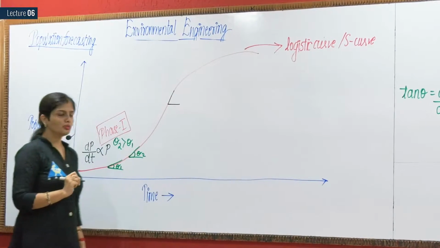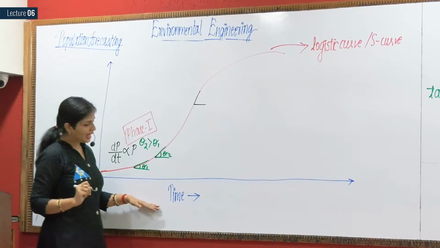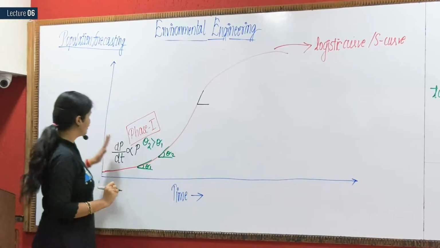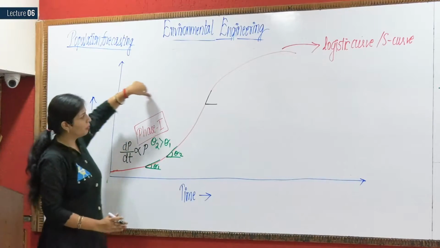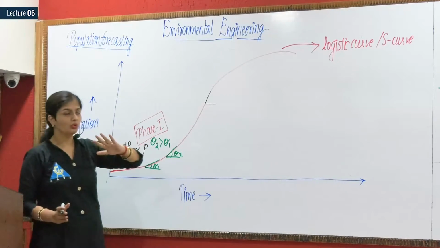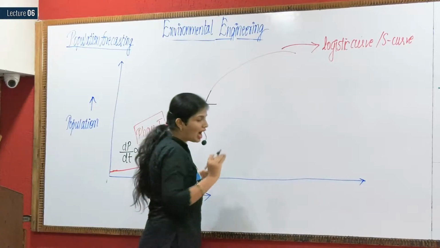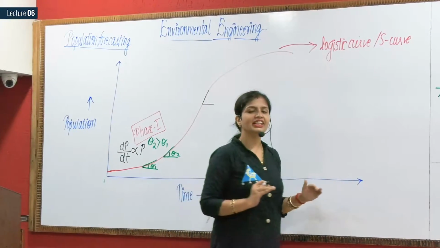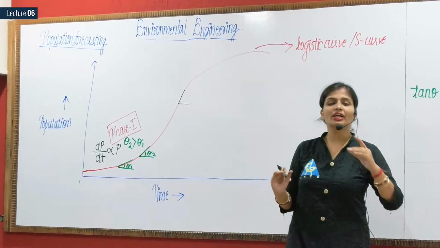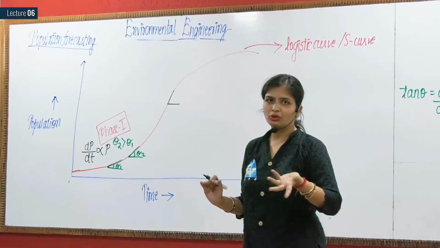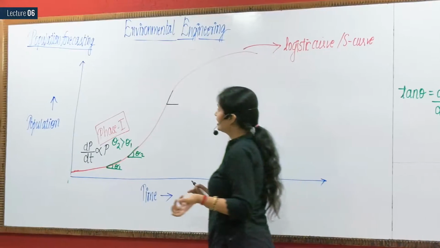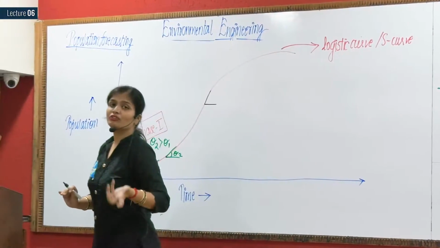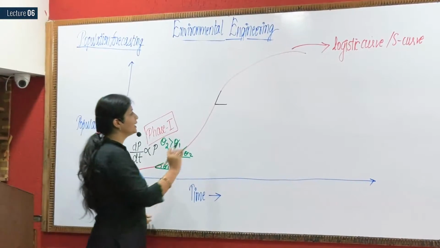Before taking 2 slopes, you know that with time population is increasing. Fine. With time you can see that the population is increasing, no doubt. So my main motive of consideration is I have to calculate the rate of growth. I know that growth is occurring, the population is increasing, but I am very much interested in knowing what is the rate of growth.